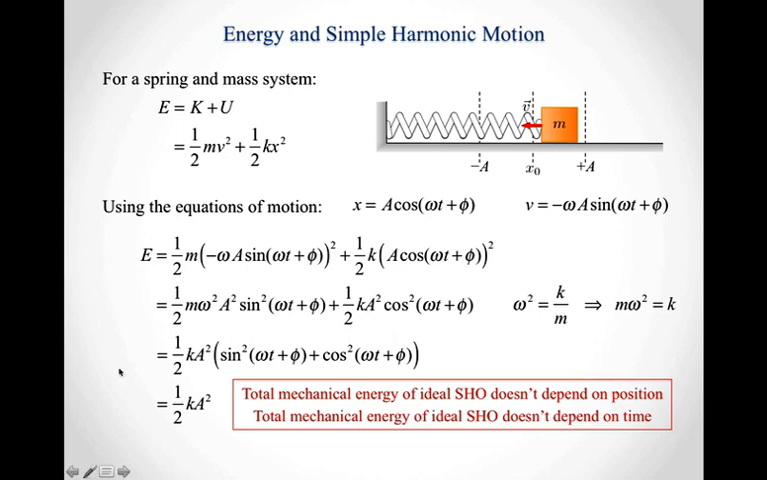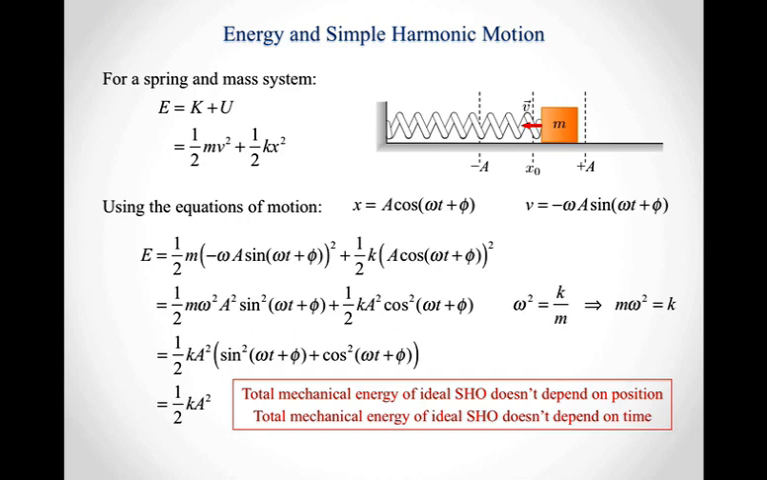In fact, the total mechanical energy is simply fixed by two parameters. How stiff is the spring, that's given by k, and then how far do you pull it away from equilibrium before you let it go. So those two details by themselves determine what the total mechanical energy of the system is.